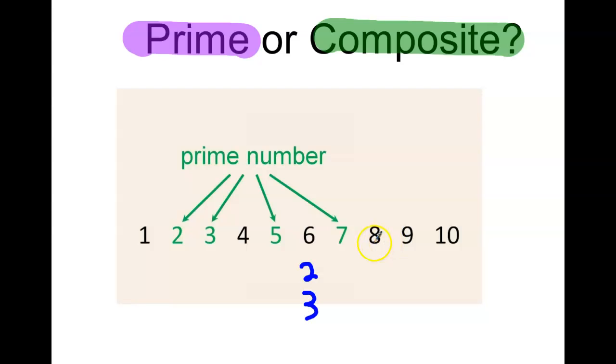Same thing with 8. 8 can be divided by 1 and 8, of course, but can also be divided by 2 and 4. 9 can be divided by 1 and 9, of course, but also 3. And 10 can be divided by 1 and 10, but also 2 and 5. So what we mean by a composite number is it can be divided by itself and 1, but also something else. Okay? So here's the question that's going to come up.